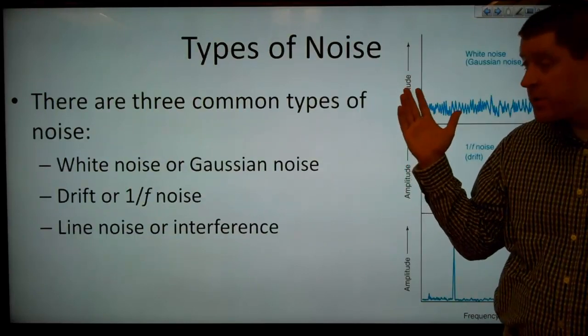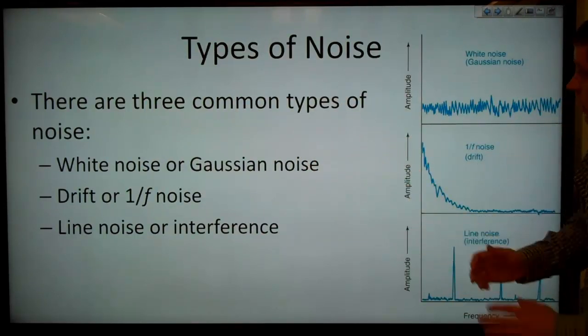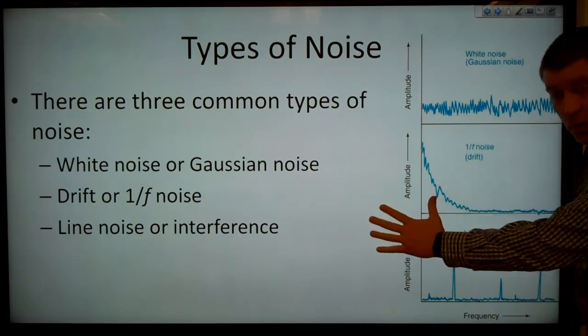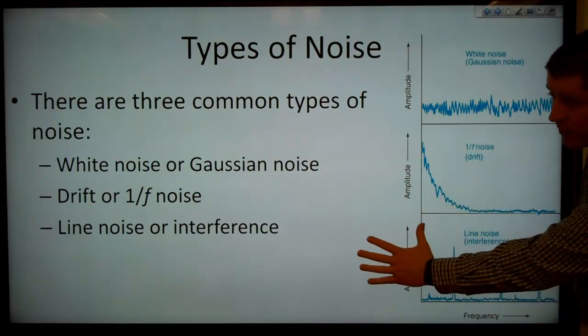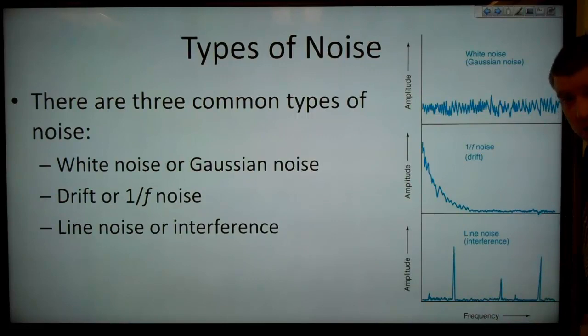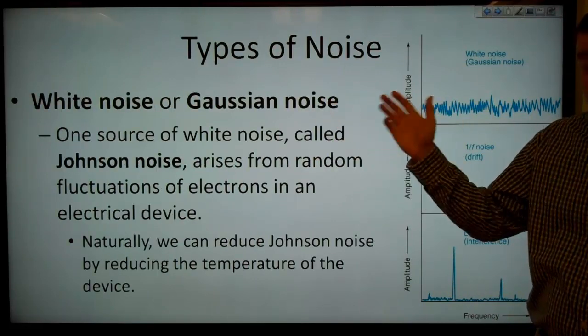So there are 3 common types of noise. We've got white noise, or Gaussian noise, which we show up here. We've got drift, or 1/f noise, which we show here. And we've got line noise, or interference, which we show there. So let's look at white noise, or Gaussian noise.